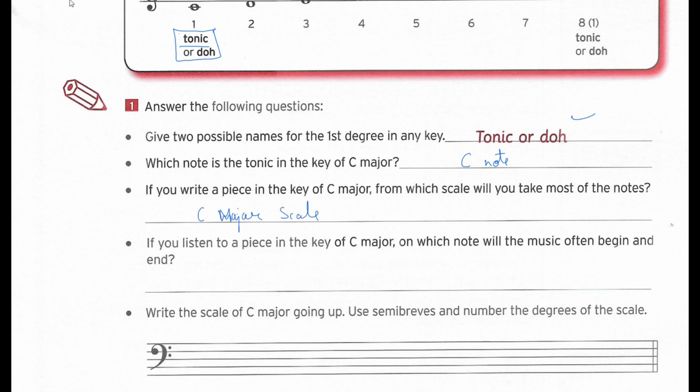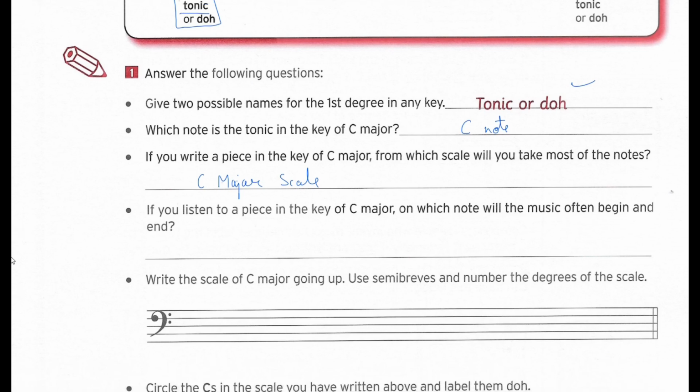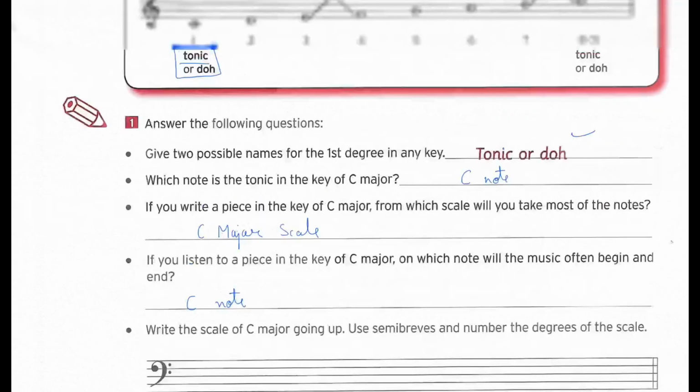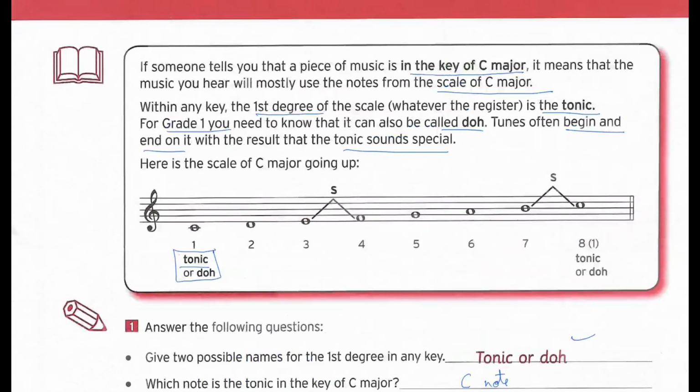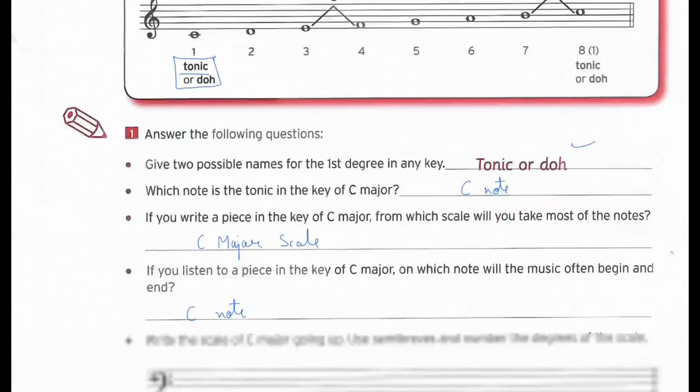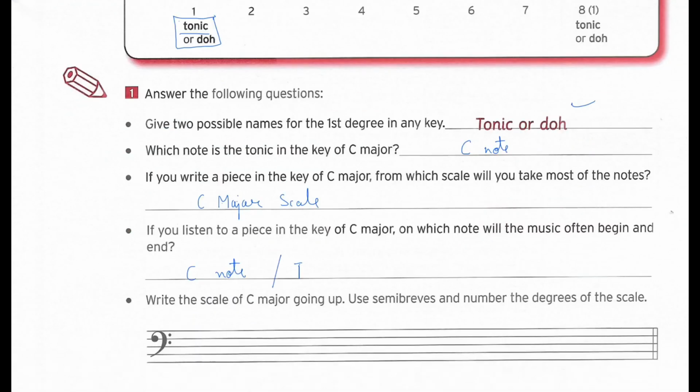C major scale. If you listen to a piece in the key of C major, on which note will the music often begin and end? It's on the C note. Or you can say tonic. They have written here: tunes begin and end on the tonic note. So you can write C note, or you can add that the tonic note.